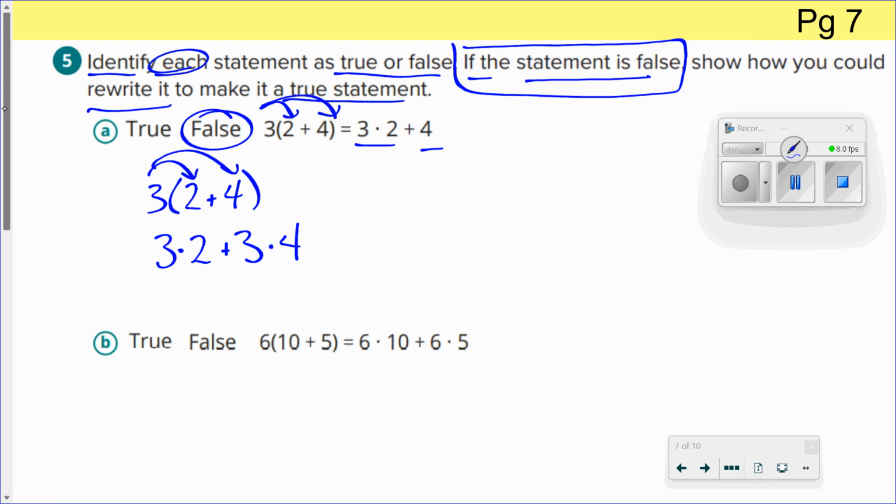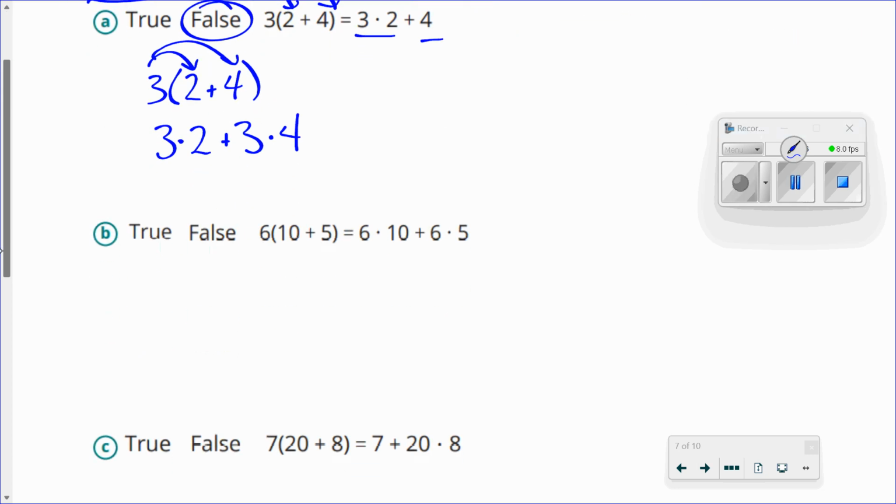Okay, so you have 4 more to do. We just did the hardest one for you. Congratulations. So we'll give you about 4 minutes to do the next 4. Go. Okay, part B, is it true or false? True. Well, let's look. Put my arrows in. I should have 6 times 10. I have that. Plus, have that. 6 times 5. I have that. Yeah, that's true. They did that one right.